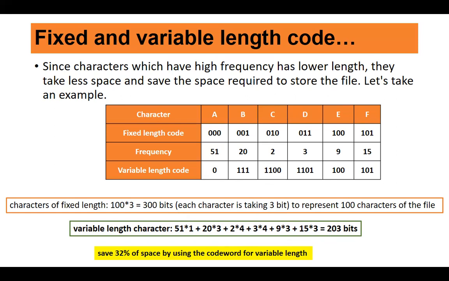So why are you using variable length coding? Then you save 32% of space, right? Because the code word is of variable length. Is the difference between fixed length and variable length clear, and why we should go for variable length? And Huffman code uses variable length coding.